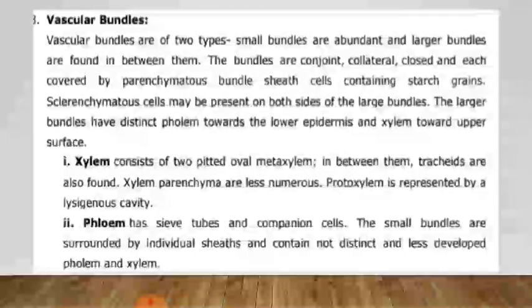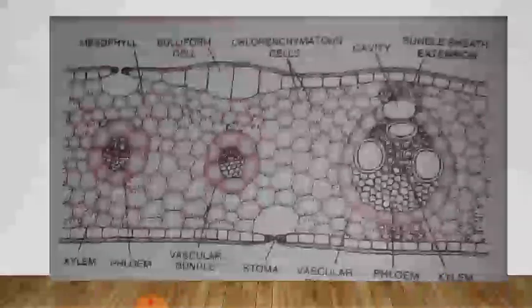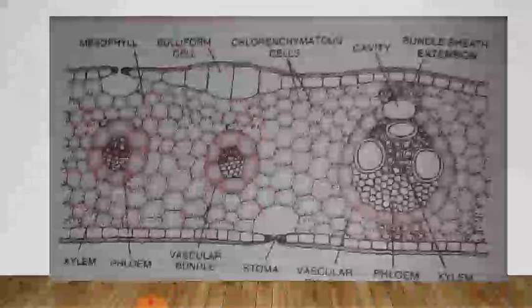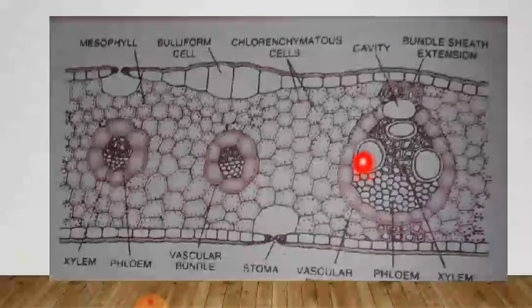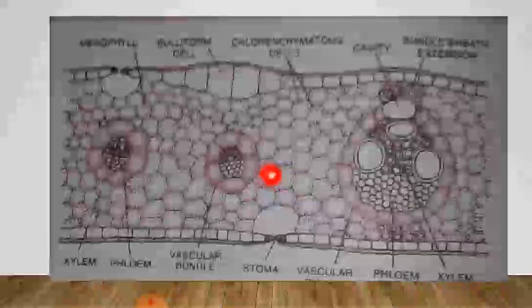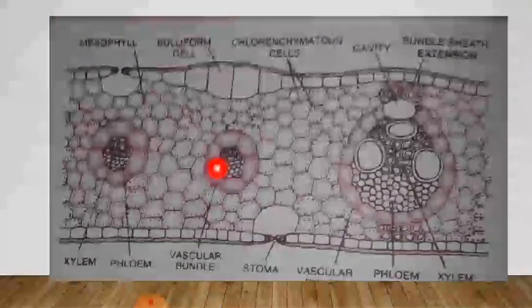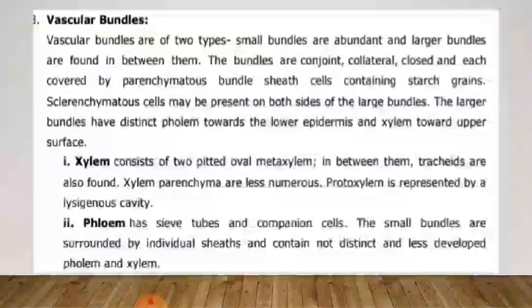The bundles are conjoined, collateral, closed, and each covered by parenchymatous bundle sheath cells. So these vascular bundles are covered by the parenchymatous cells. There are large vascular bundles, and there are also small vascular bundles present in case of isobilateral leaves.